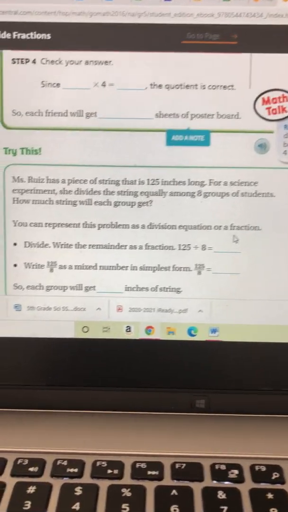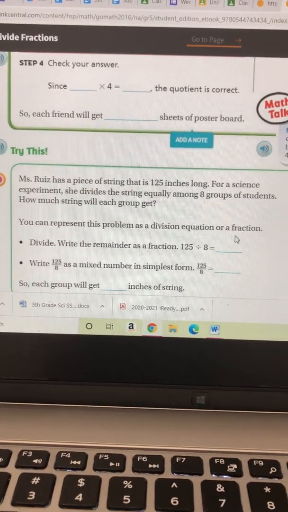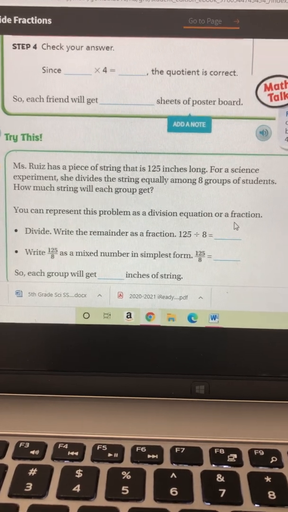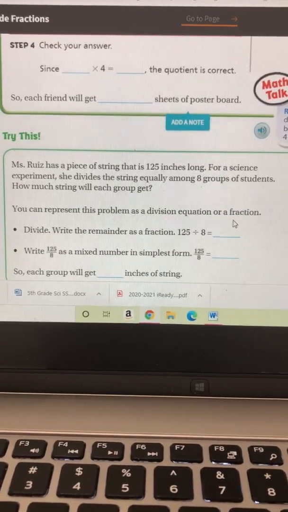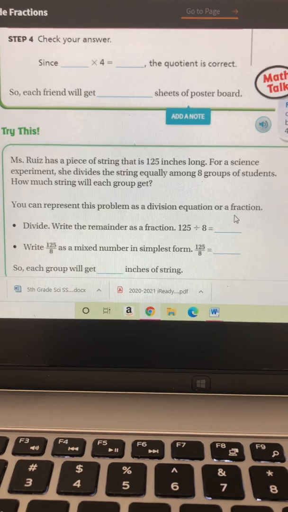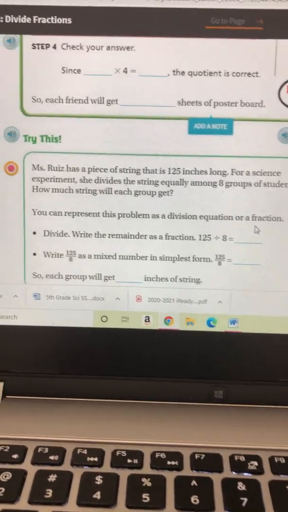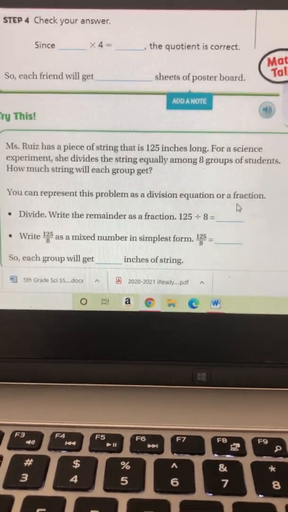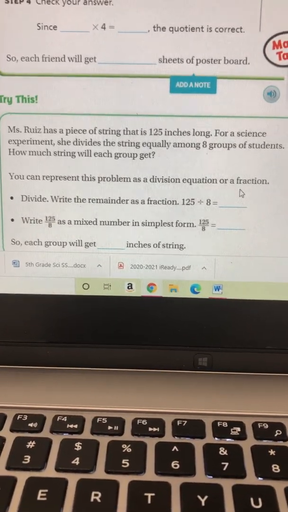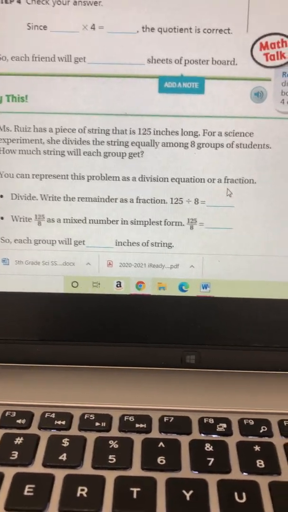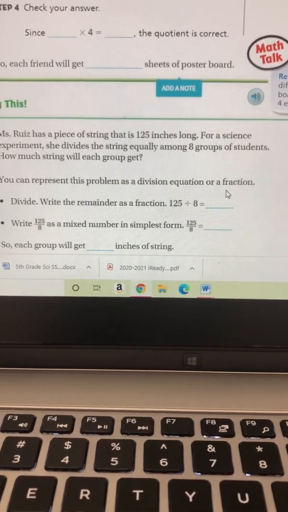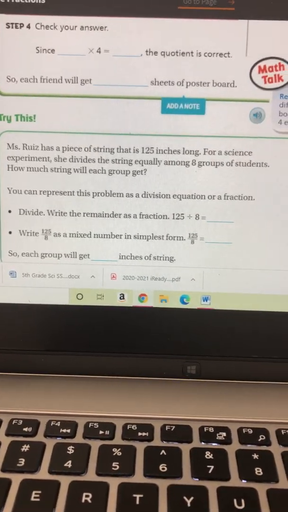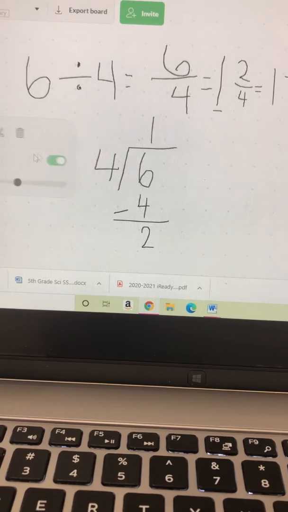Okay, there's another question down here. Miss Ruiz has a piece of string that is 125 inches long. For a science experiment, she divides the string equally among 8 groups of students. How much string will each group get? So, what is she cutting, dividing, splitting, or sharing? Well, the piece of string, correct? So that piece of string is going to go first.